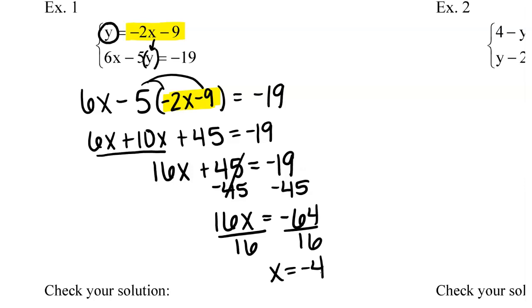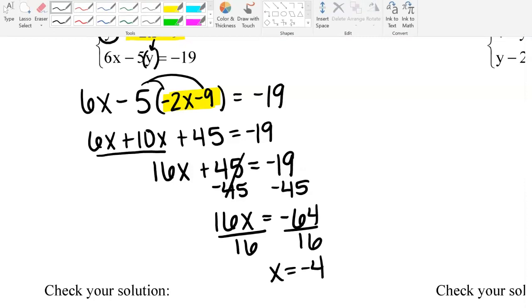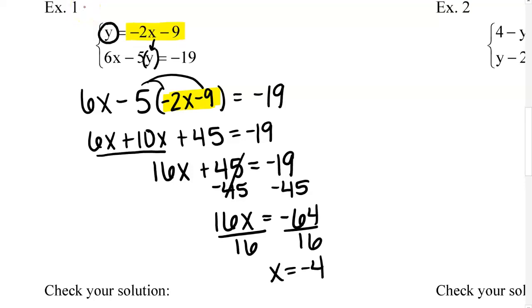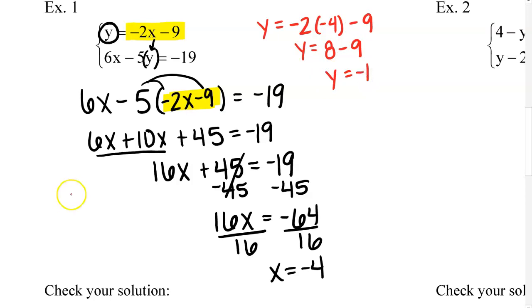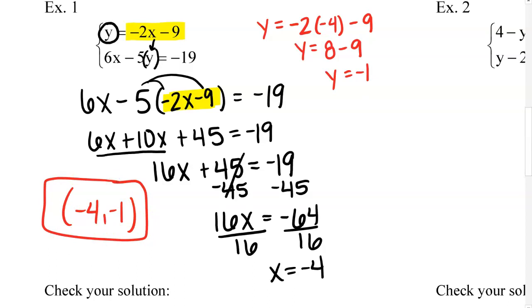This is only one part of the ordered pair that we need. We need an x and a y coordinate. So I'm going to take negative 4, and I'm going to go back to the equation that I originally had isolated. You can put negative 4 back into either equation, but it's easier to substitute it back into the equation that had the isolated variable. So y equals negative 2, and instead of an x here, I'm going to replace the x with negative 4, and we will simplify. 8 minus 9 is negative 1. This means negative 4, negative 1 is the solution to this system. So these lines intersect at negative 4 and negative 1.